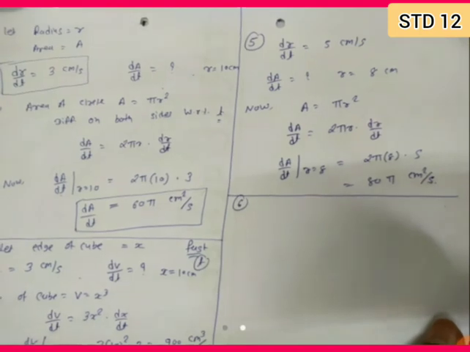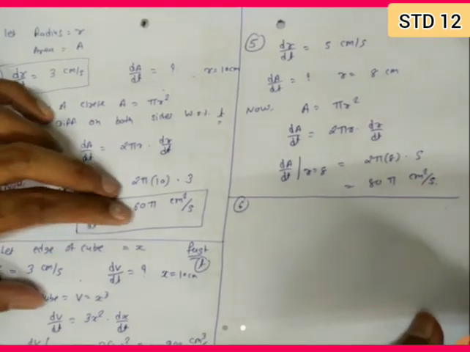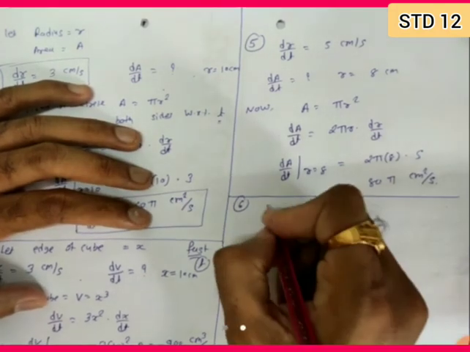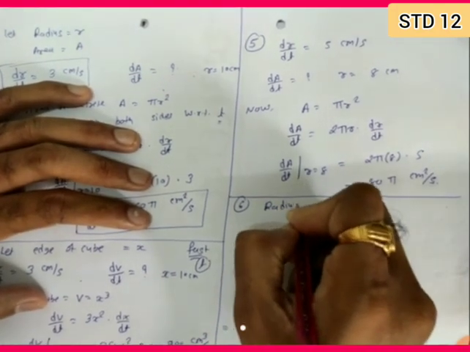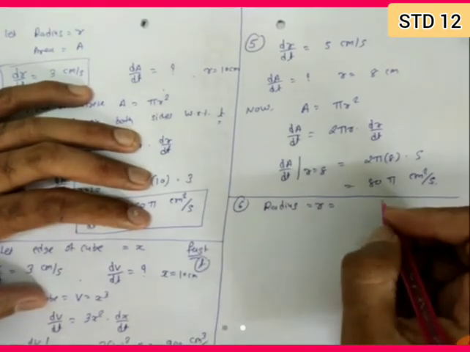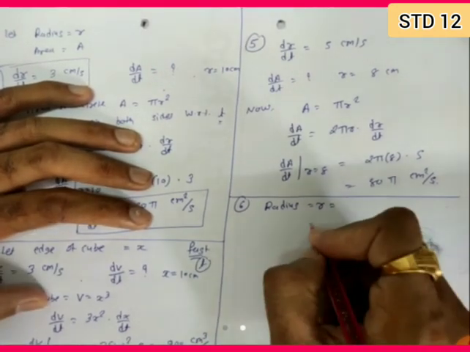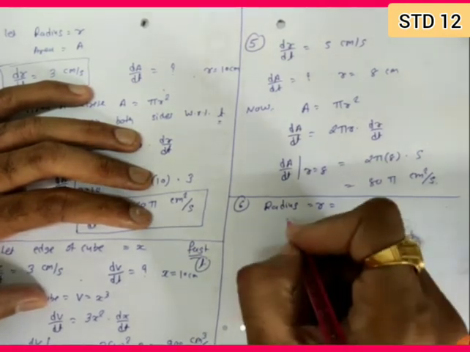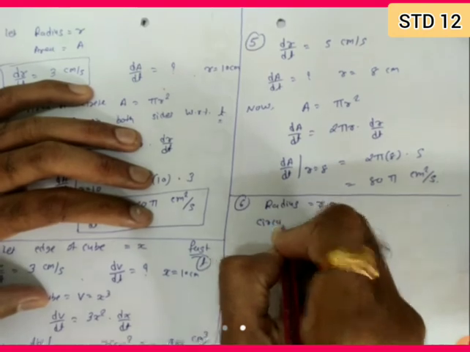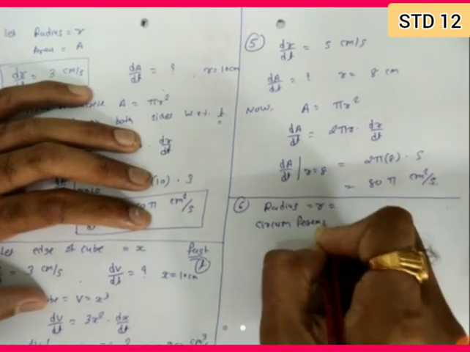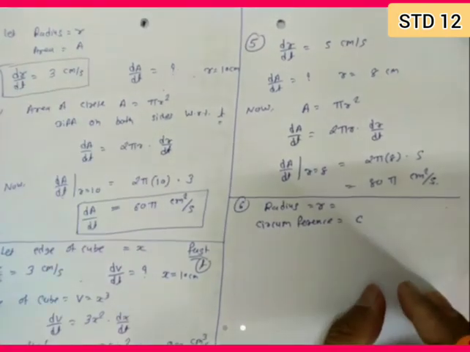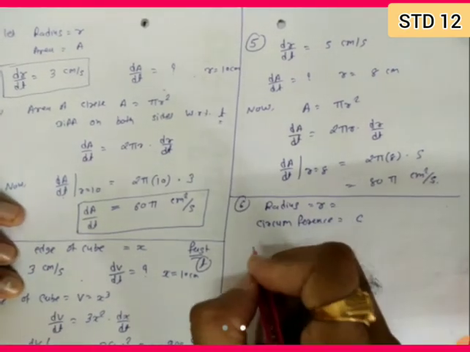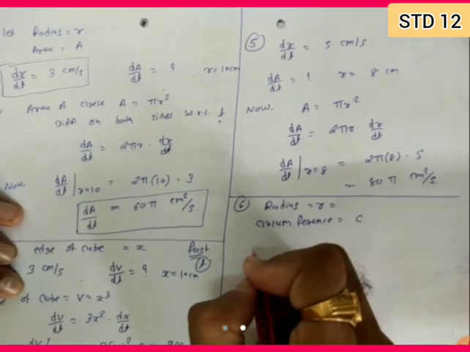Now students, question number 6. The radius of a circle is increasing at the rate of 0.7 centimeter per second. Again, radius of circle, so suppose radius is r, and what is the rate of increase of its circumference? So let the circumference be C. The radius of the circle is increasing at the rate of 0.7 centimeter per second. So the rate of change of radius is given.